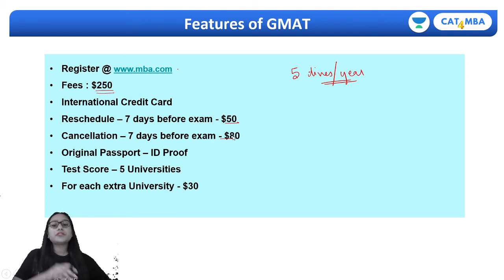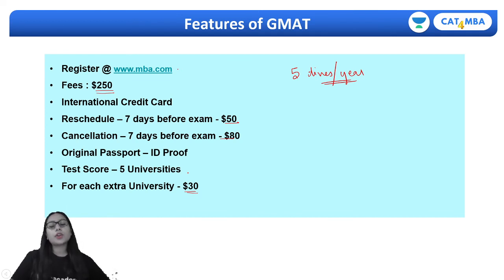After the end of the exam, you can send your test score free of cost to 5 universities. If you want to add any additional universities to which you want to send your GMAT score, then you have to pay $30 extra per university. So these are certain things that you should keep in mind. You should know about the GMAT.